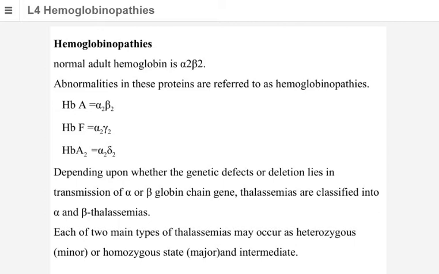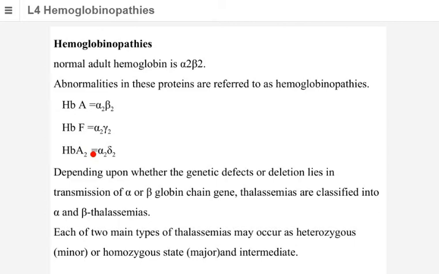Hemoglobin containing 2 alpha and 2 gamma is hemoglobin F. And hemoglobin containing 2 alpha and 2 delta is hemoglobin A2. Hemoglobin F is the fetal hemoglobin. Hemoglobin A2 is the hemoglobin which increases in case of thalassemia trait, or minor, or carrier, the same meaning.